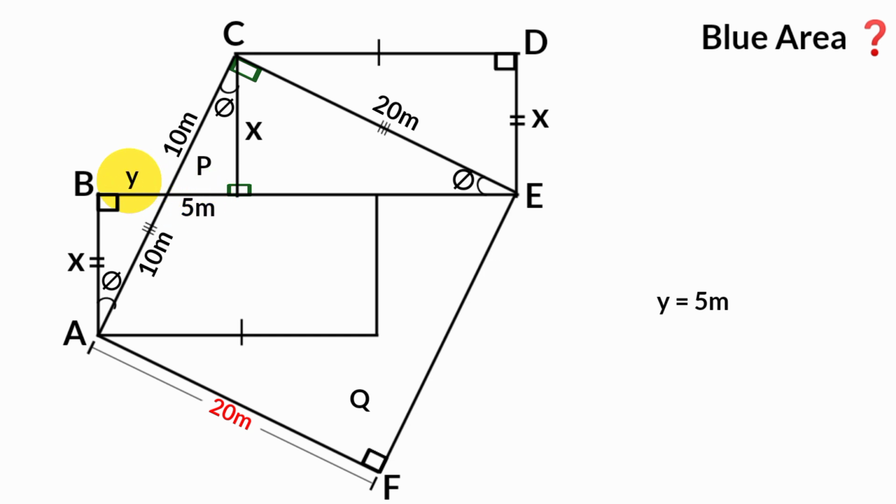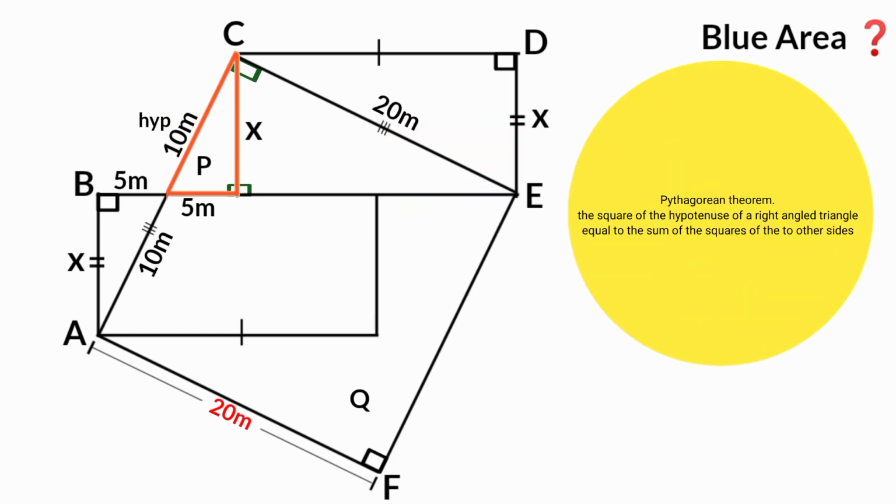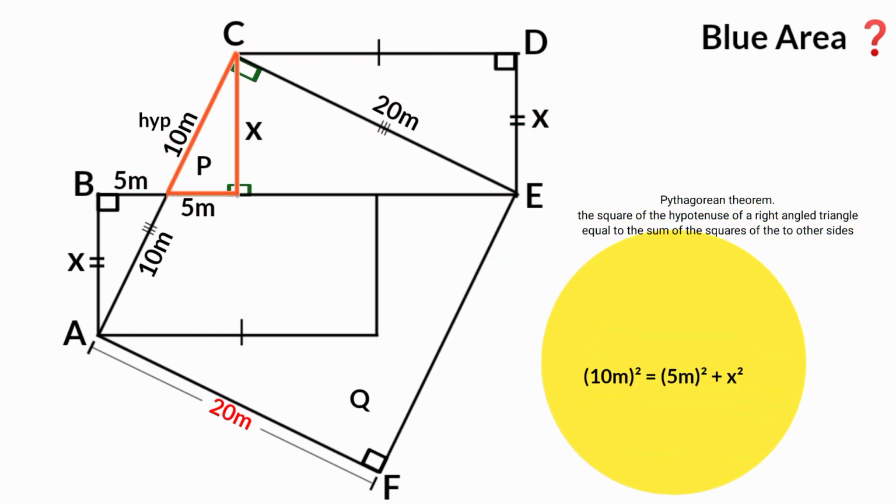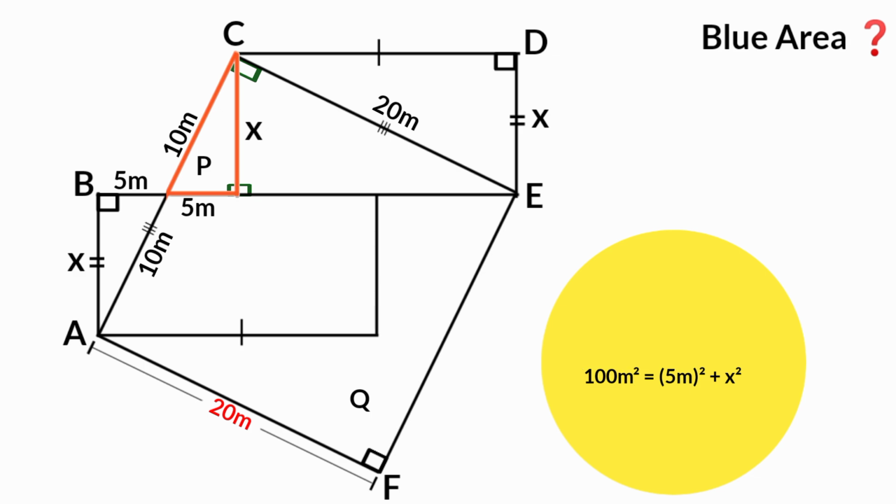Recall this is also y, so therefore it is also 5 meters. Now from this triangle, this is the hypotenuse. And from the Pythagorean theorem, we stated that the square of the hypotenuse of a right angle triangle is equal to the sum of the squares of the two other sides. If we apply it here, now 10 meters all squared equal to 5 meters all squared plus x squared. 10 meters all squared is 100 meters squared. And 5 meters all squared is 25 meters squared.